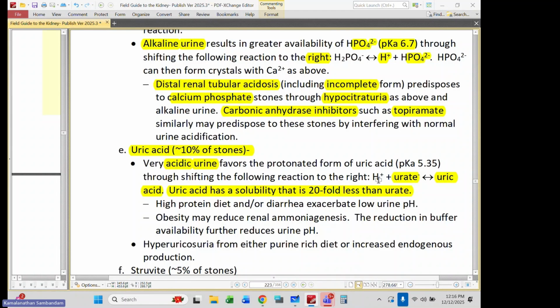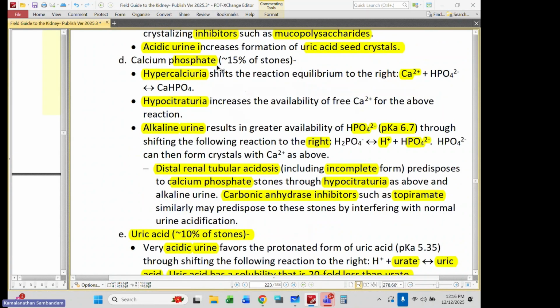If you have less protons, that is an alkaline urine, you will be able to solubilize most of that uric acid, okay? Uric acid/urate, all right? And you will not form stones. Unlike the calcium stones, uric acid stones you can actually dissolve.